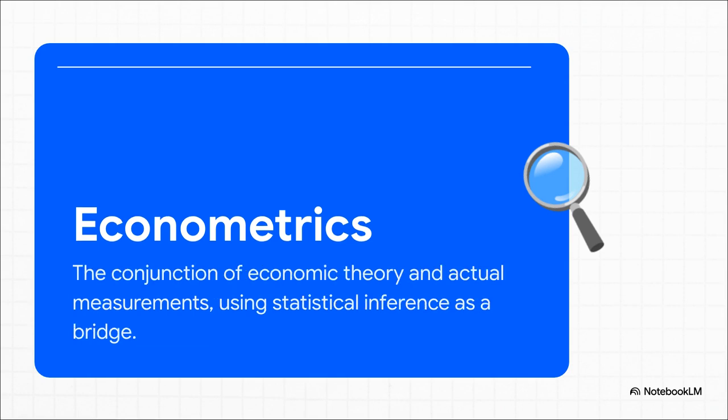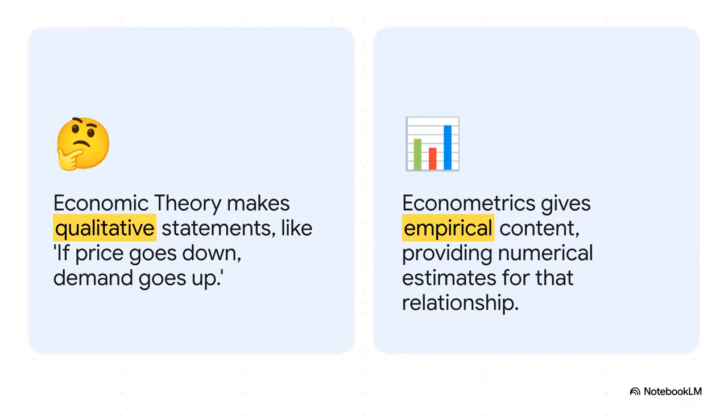I want you to think of it like this. On one side of a huge canyon, you've got economic theory, all the big ideas, the what-ifs. And on the other side, you've got the messy, chaotic, real-world data. Econometrics is the bridge you build between them. It uses the tools of statistics to see if the ideas on one side actually show up in the data on the other.